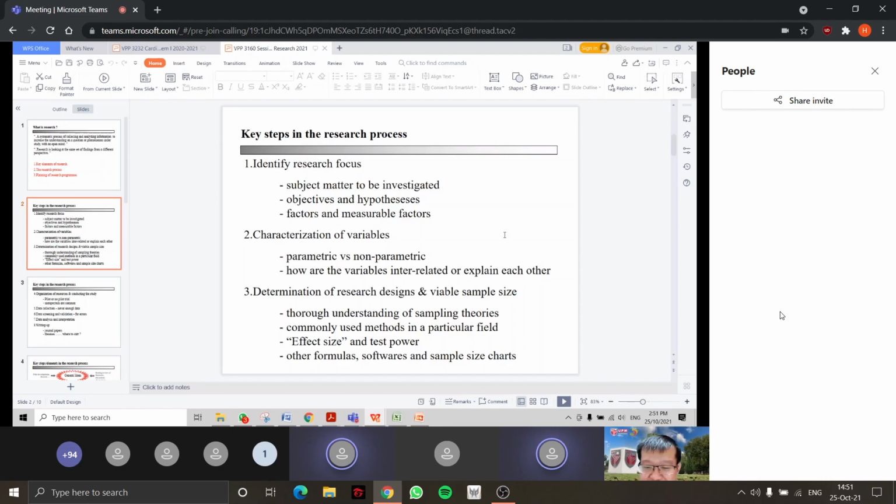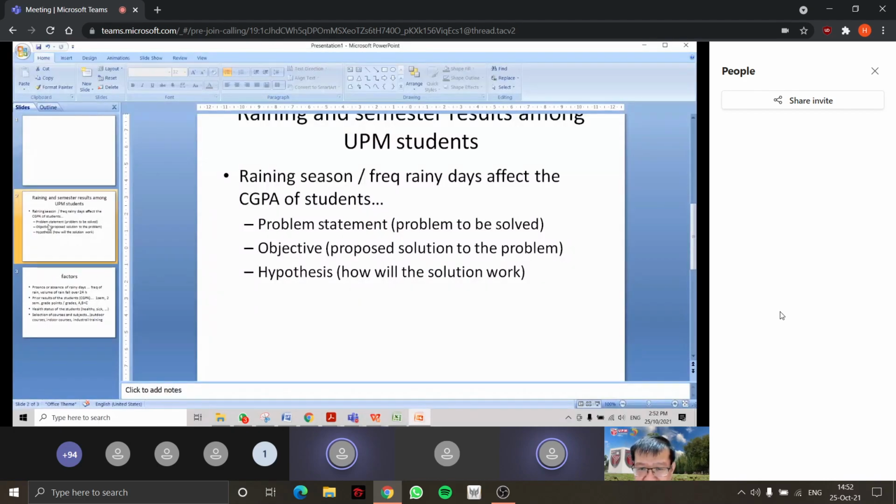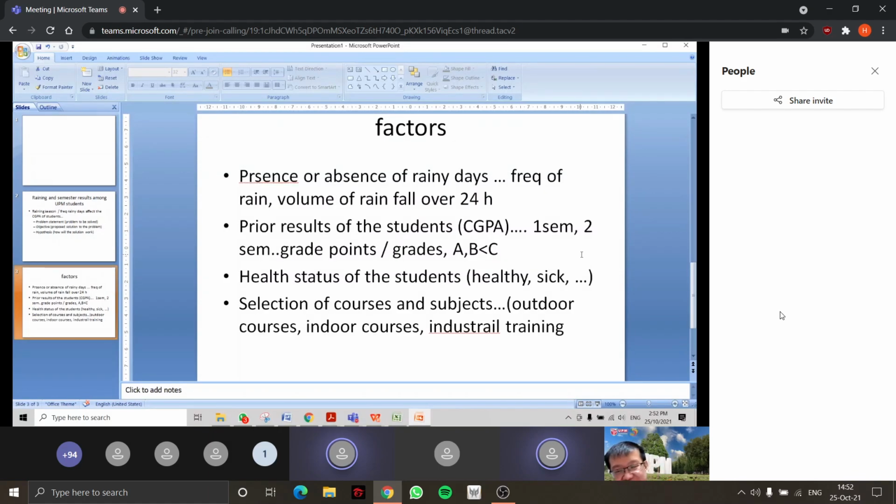For example, let me give you one example like this. We are talking about rainy season and end semester results among UPM students. And I already told you, certain types of courses may be best taught during rainy season. Certain types of courses may be affected by rainy seasons. So that is one example already. And then the other one will be health status of students. If they are healthy, they are not fearful of rain, and they are not affected by the rain, then of course they can always pay attention to the classes and get good grades.